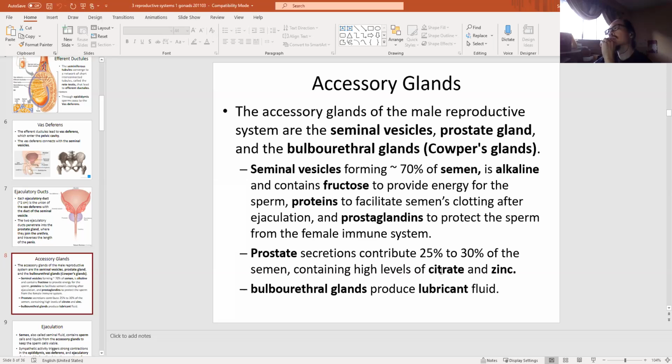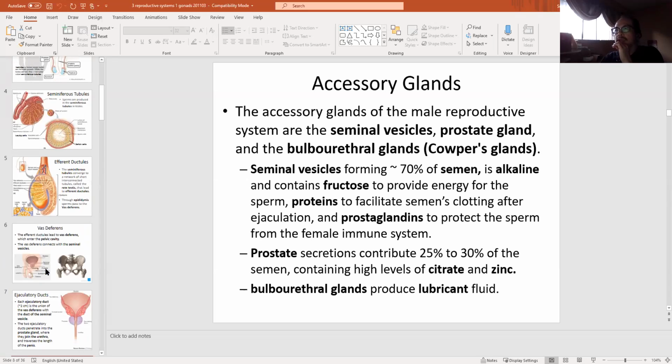You might also see people call the bulbourethral glands the Cowper's glands. That's just another name. What do you need to know? In the quiz, you will need to know what the accessory glands in the male reproductive system are. And what's the major one to form the semen? The seminal vesicles.